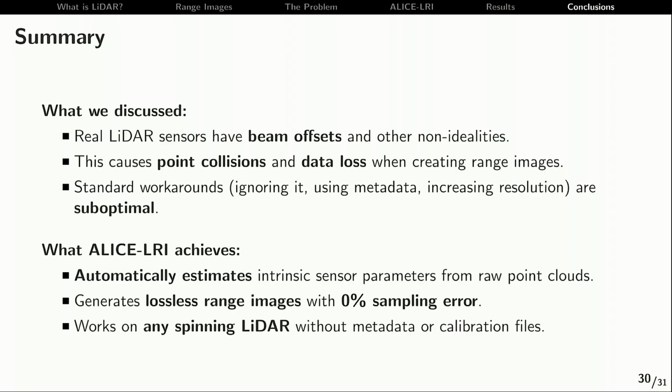So, as a summary, we discussed that real LiDAR sensors have beam offsets and other non-idealities that render these projections problematic when we use range images. Standard workarounds work fine-ish, but they are suboptimal. And so we created a method that automatically infers the sensor topology from a point cloud, and this allows us to create these projections perfectly, without error, combining the best of both worlds, and it works on any spinning LiDAR sensor without metadata or calibration files.